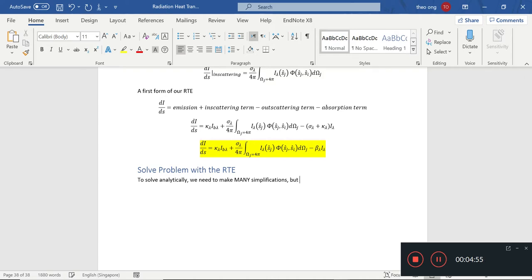we want to solve it, at least computationally. And there are a few methods to do that. Hopefully we can go through some of them. There are the discrete ordinates, spherical harmonics, and simplified spherical harmonics. These are very interesting numerical methods.